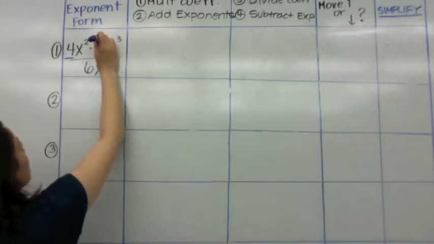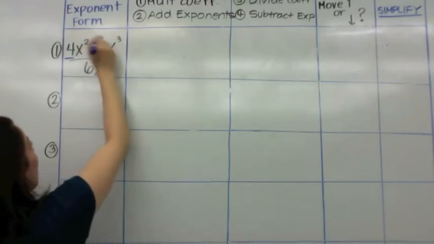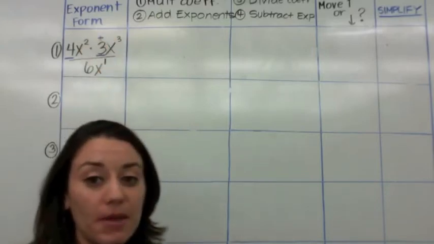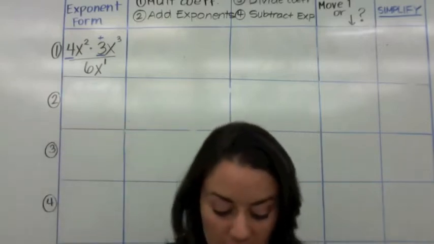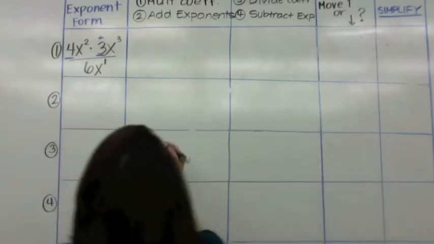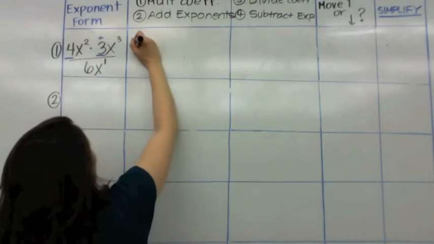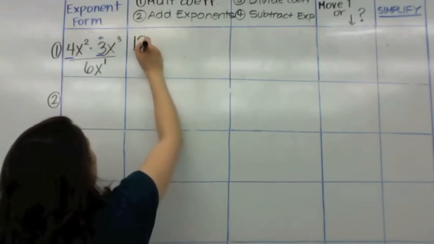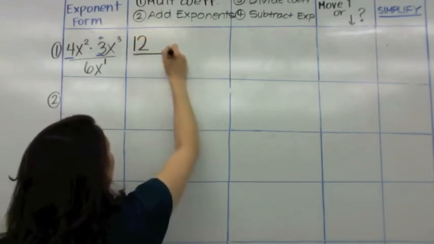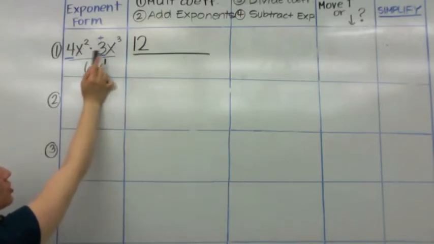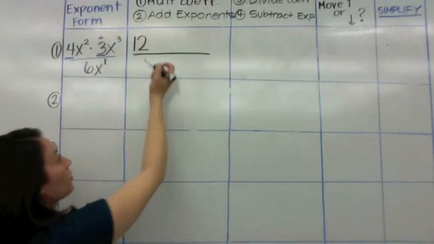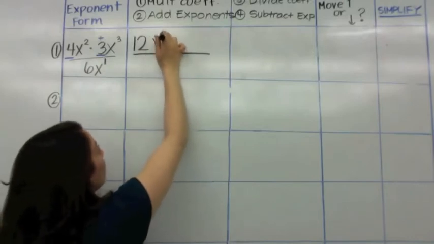So let's put this little addition sign here. We're going to add the little numbers, but we're going to multiply the big numbers. So let's multiply the big numbers first. What is 4 times 3? 4 times 3 is 12. That's right. So we have 12 at the top. We're just working with the top now. Now when you look at the top, you have x squared plus x cubed. So you have 2 plus 3. What's 2 plus 3? 2 plus 3 is 5. Very good.